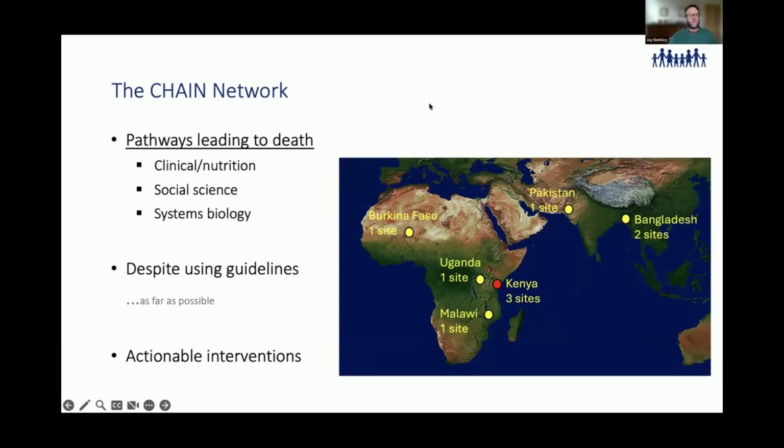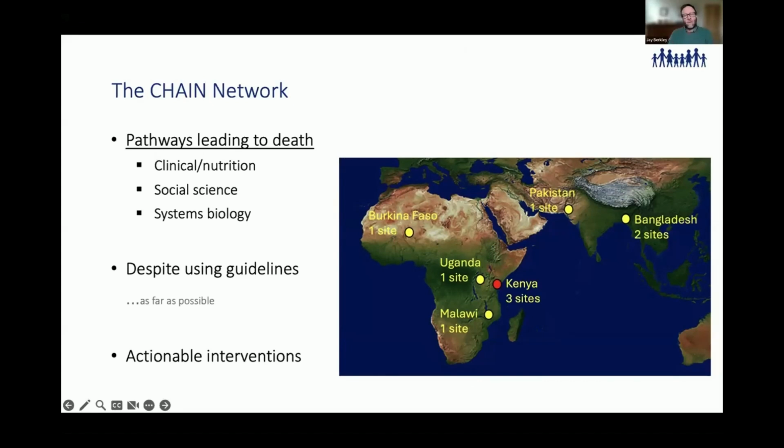And we did 3 types of study, and I'm going to focus really only on the first one in this presentation. So we did a clinical nutritional cohort study to see which children died and look at information about why they died. We also did some very detailed social science work in households in Kenya and Bangladesh, and we have ongoing a very large systems biology study to understand mechanisms. And we're basically aiming to look at actionable interventions.